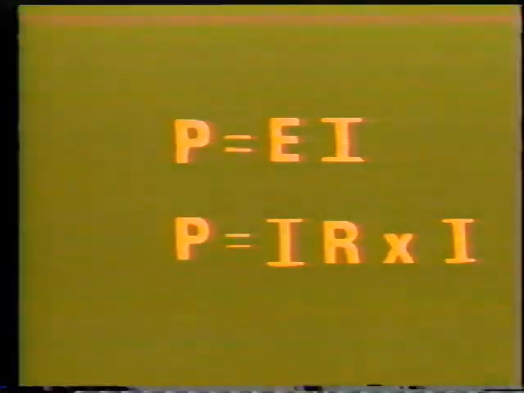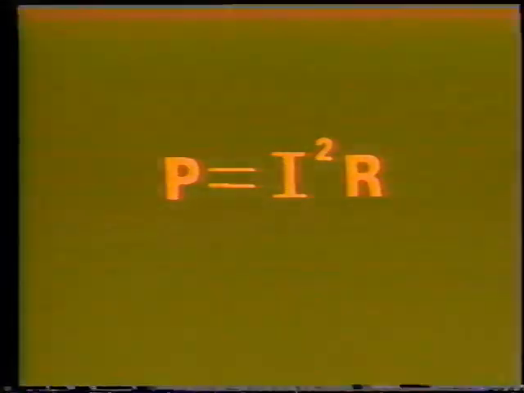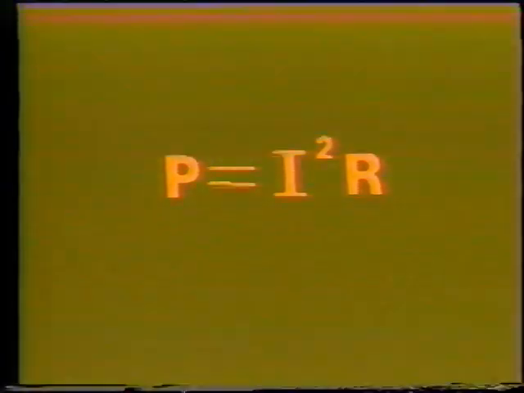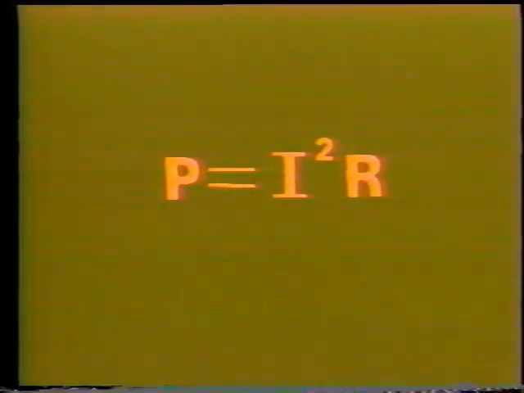Power equals voltage times current, or power equals current times resistance times current. To put it briefly, power equals current squared, which is another way of saying times itself, times resistance. P equals I squared R. Now let's try out our new formula with some numbers.